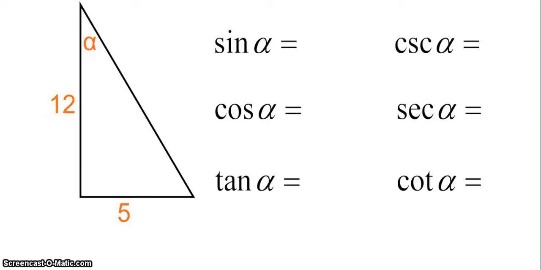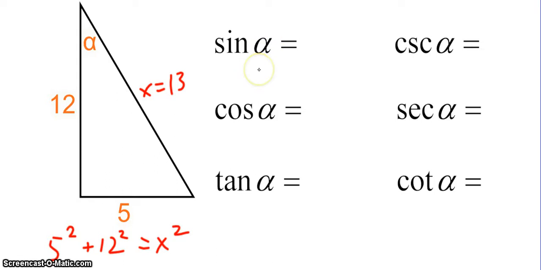So first let's find the third side to the triangle, or the hypotenuse. We can use the Pythagorean theorem. So if I call this x, I could solve for x, or I can remember that this is a special triangle, and that's going to be 13.